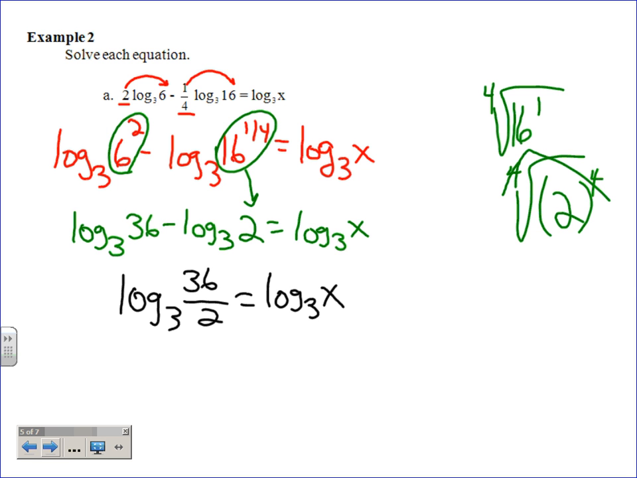At this point, I've done both hint 1 and 2. Everything's in a log, only 1 log on each side, excuse me. So what did you tell me I was allowed to do at this point? Yeah, cross them off. I don't need them anymore. So what's x in this problem? 18.